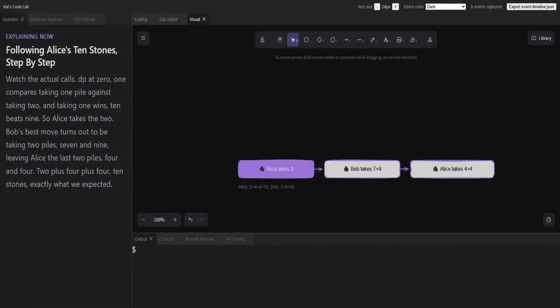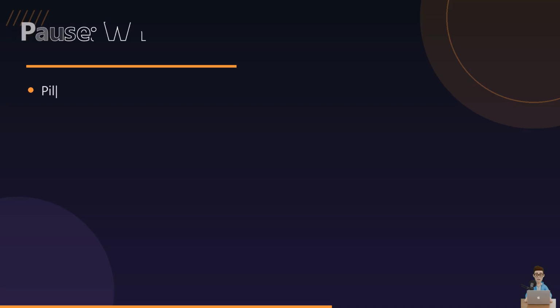Watch the actual calls. DP at 0, 1 compares taking 1 pile against taking 2, and taking 1 wins, 10 beats 9. So Alice takes the 2. Bob's best move turns out to be taking 2 piles, 7 and 9, leaving Alice the last 2 piles, 4 and 4. 2 plus 4 plus 4, 10 stones. Exactly what we expected.